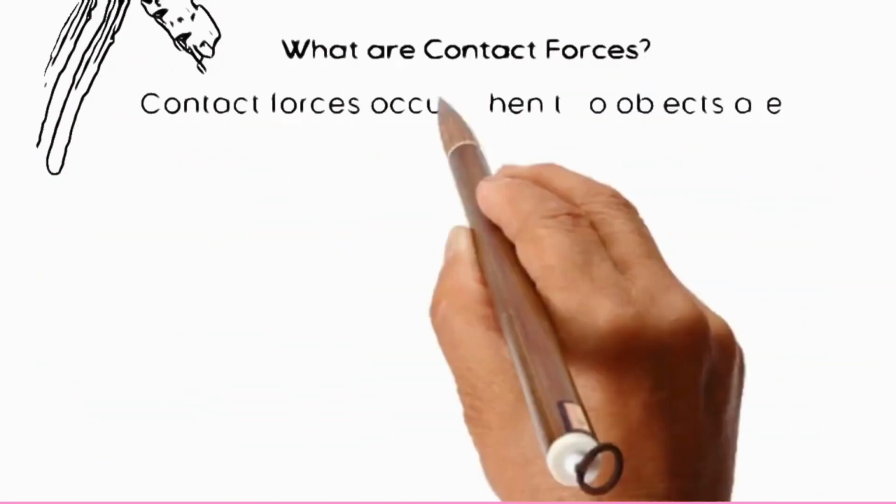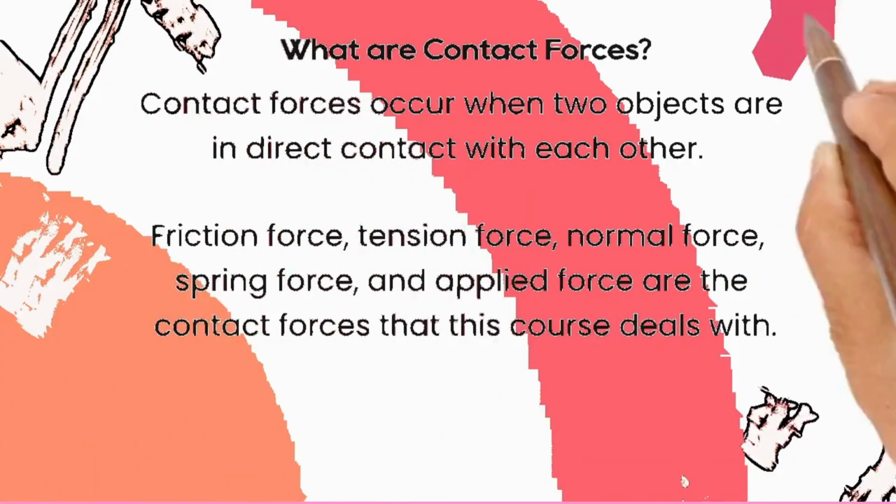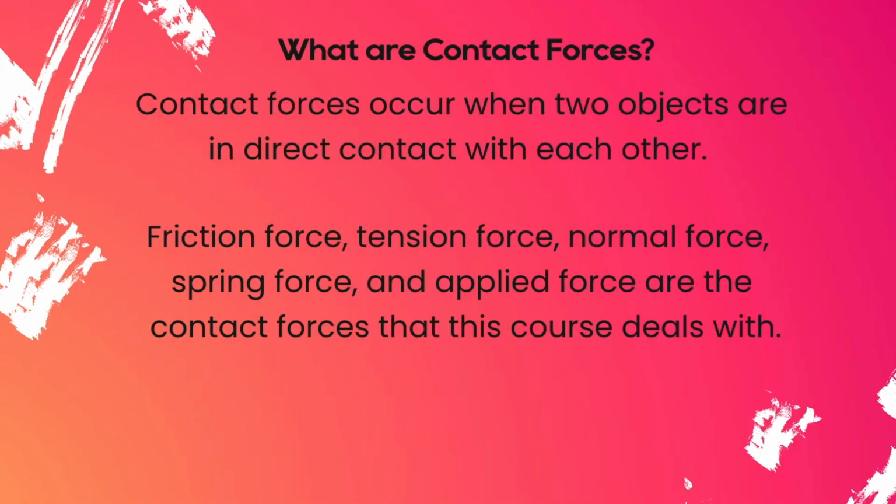So what are contact forces? Contact forces occur when two objects are in direct contact with each other, and examples are friction force, normal force, tension force, spring force, and the applied force. The reason is that normal force is a contact force because you're in contact with, like, the ground, and tension force is because there's a rope or a string tied to an object. Friction force, again, you're in contact with a surface, and spring force is because you're in contact with a spring. And the applied force is because there's something or someone applying a force on another object. So that's why they're all contact forces.